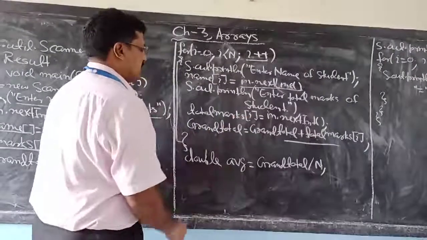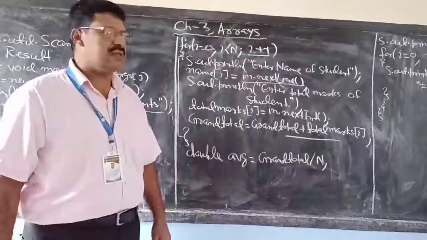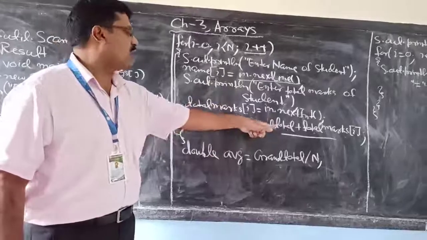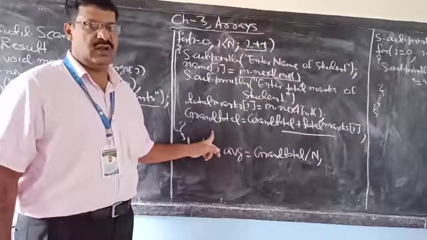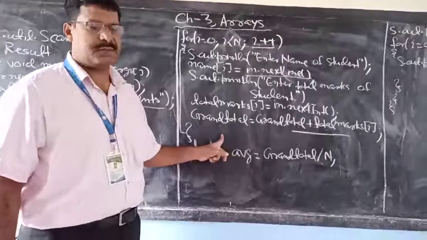Total mass 2 place. So like this, how many times will the loop run? N number of times. You go on inputting the name and then the total mass, and the total mass will be added to the grand total. Why calculate the grand total? To find the class average.